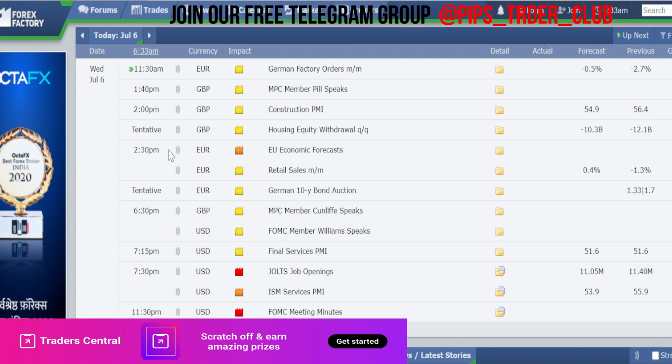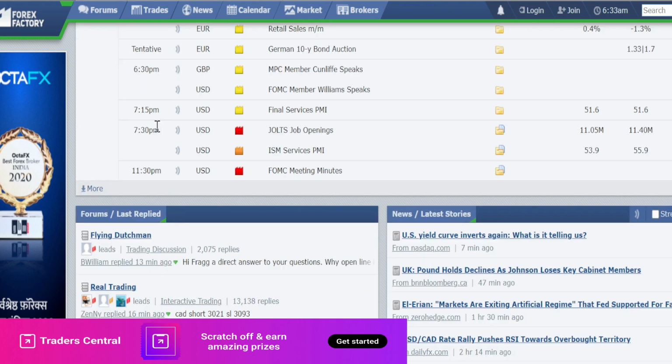Today at 2:30 p.m. we have medium impacting news planned for euro related currency pairs. Then as we come down at 7:30 p.m. we have high impacting news planned for US dollar related currency pairs. At the same time we have medium impacting news also in the same currency. Then at 11:30 p.m. we have high impacting news planned for US dollar related currency pairs. So these are all high impacting news. So we'll see lot of volatility in US dollar related currency pairs.